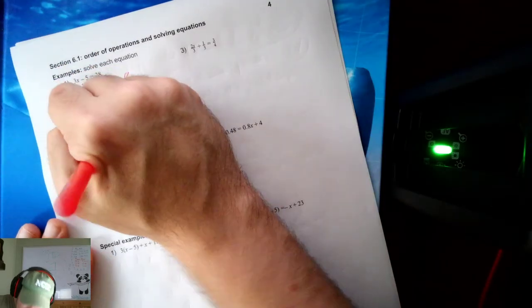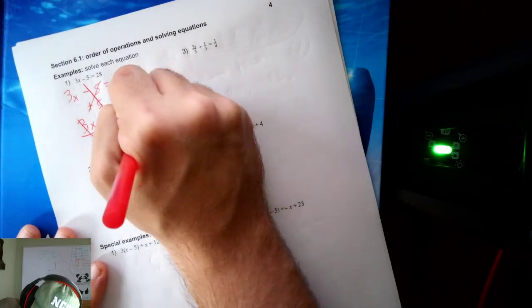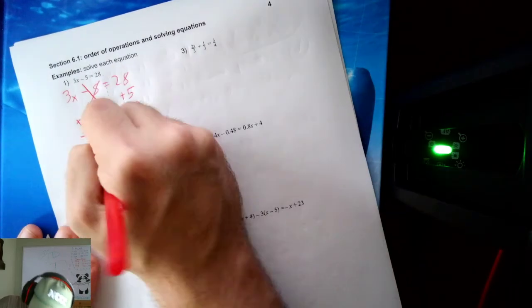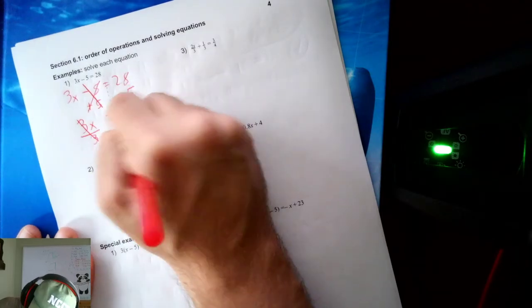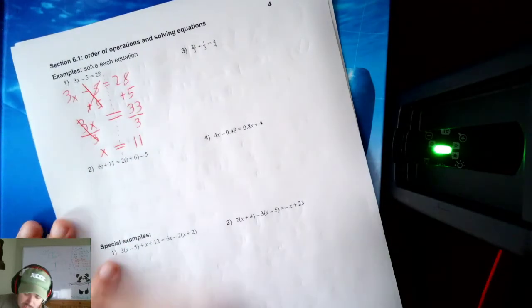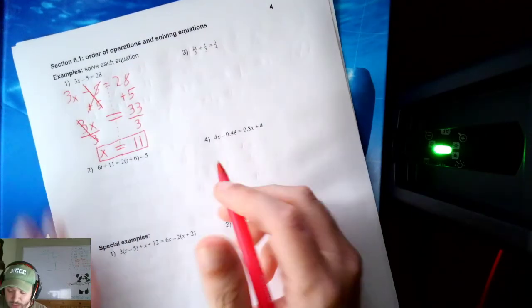I'll divide both sides by 3. And if I do it to that side, I have to divide this side by 3 as well. That'll give me x equals 33 divided by 3 is 11, right? So I think x equals 11 is my answer. I should check really quick.